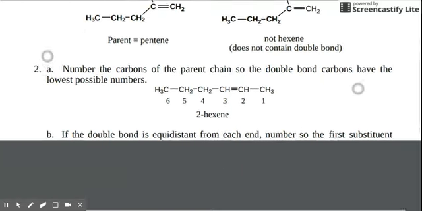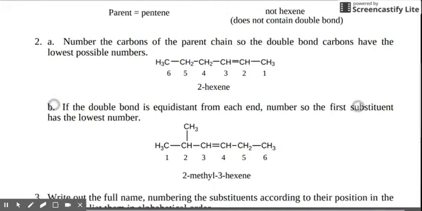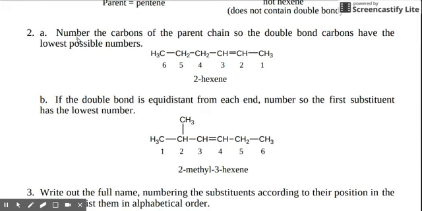Now let's go to number 2. Number the carbons of the parent chain so the double bond carbons have the lowest possible number. So we've done that a while ago with pentene. Now, in this unbranched alkene, you see that the double bond is here. You have the option where to start, left or right. Now, because the double bond is nearer to the right, that means you start numbering from the right.